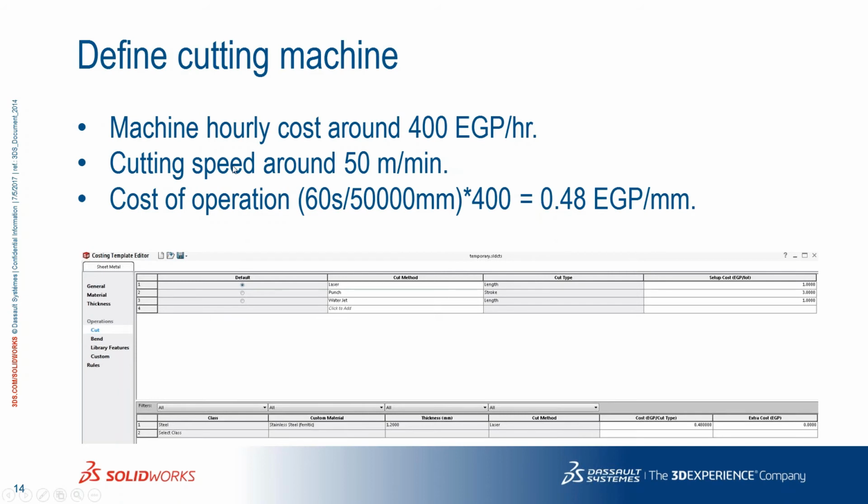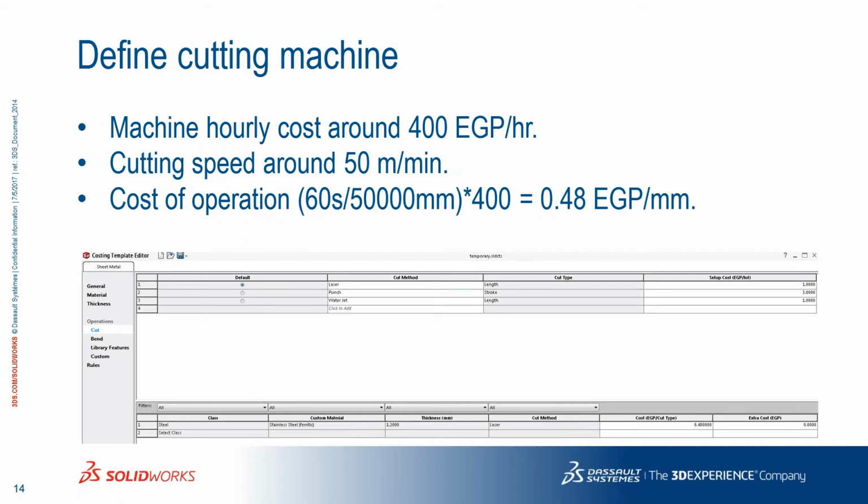Then the cutting speed, that's another parameter of the machine, because I'm defining a cutting machine. This could be a plasma machine, a water jet, or a laser machine. So I'm assuming 50 meters per minute. The fastest machine nowadays is maybe 80 or maybe 125. However, we are not operating the machine at the maximum speed, otherwise we will damage the machine. So I'm assuming the average speed is actually 50 meters per minute. And then the cost of operations.